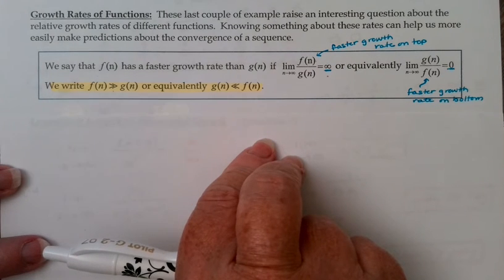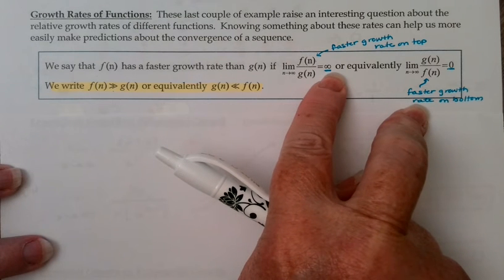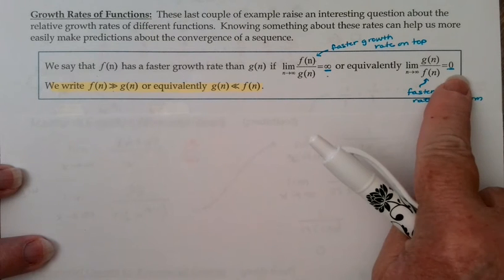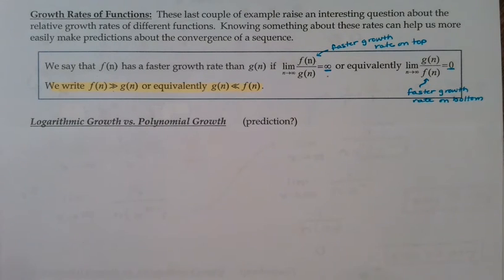All right, so we're going to evaluate some limits of different types of functions and see if we can make some general conclusions. And these are going to be key. If the limit is infinity, we'll know that the faster growth rate is on top. If the limit is 0, we'll know that the faster growth rate is on the bottom. The first types of functions that I'd like to compare are logarithmic growth as compared to polynomial growth.